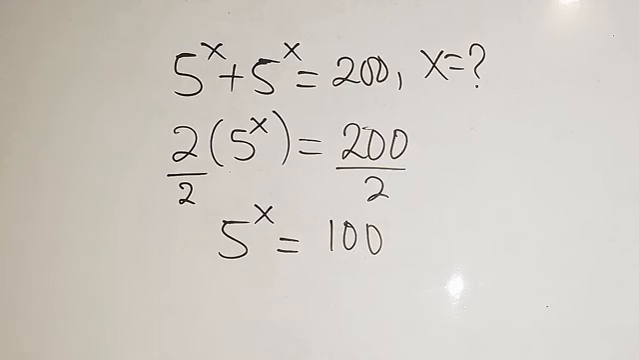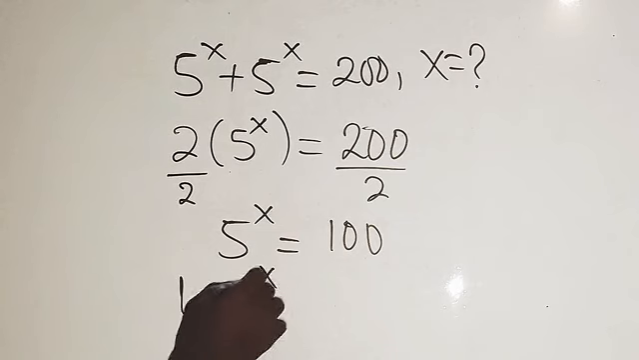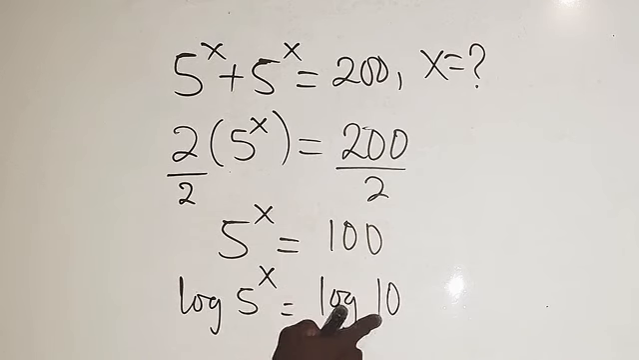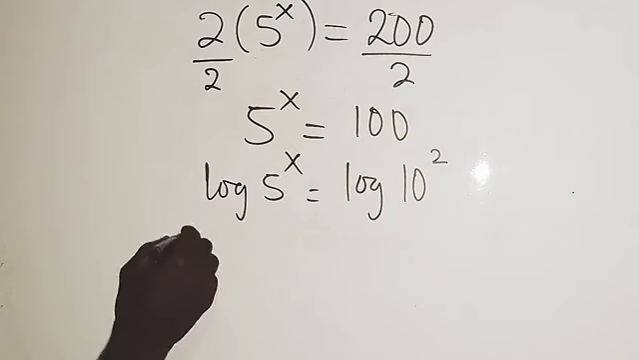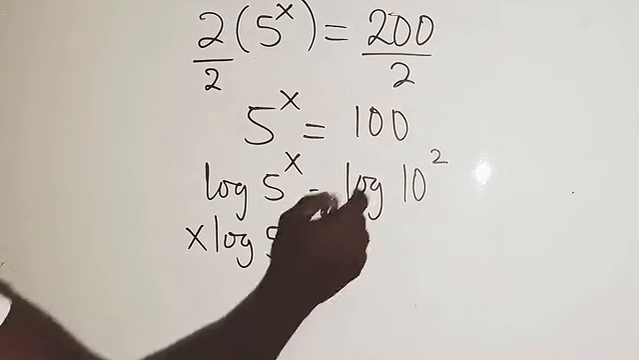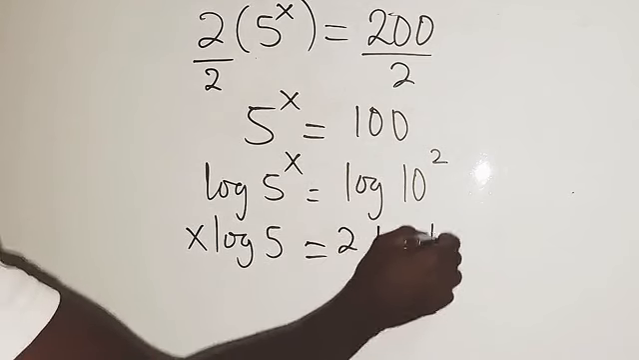So now from here, the next thing we are going to do is take the log of both sides. With respect to base 10, we have log 10, and this 100 can be written as 10 to the power 2. So we have x coming down, x log 5, equals this 2 coming down, also we have log 10.